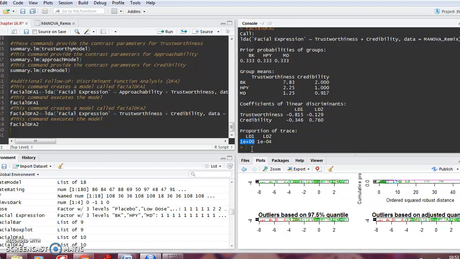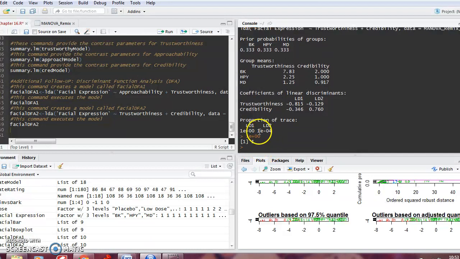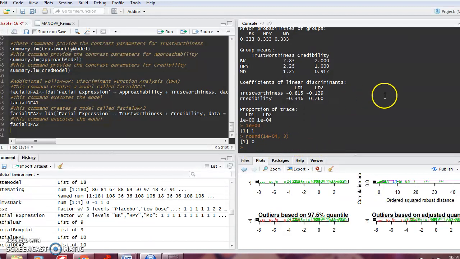So now looking at our proportion of trace, let's just run it. Can you round it, please? Jesus. Where can you find good help these days? Alright. Okay.